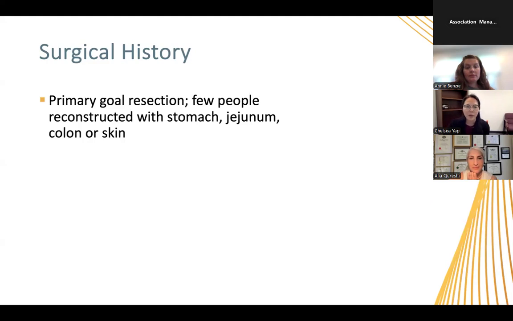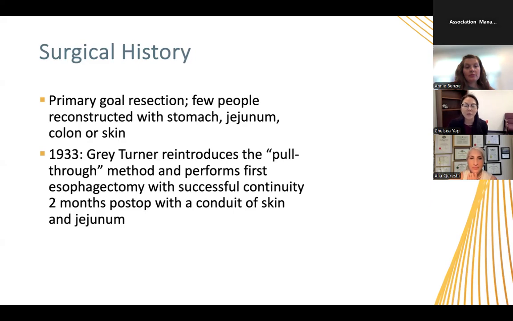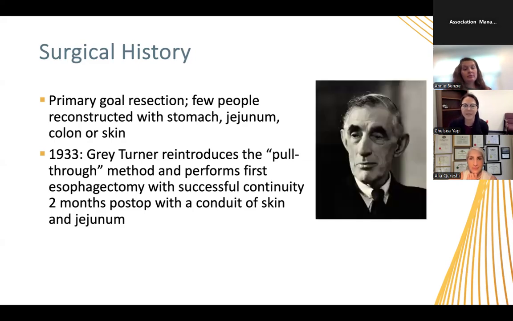As I said, the primary goal would be resection. Very few people were getting reconstructed, and the conduits used at the time were either stomach, jejunum, colon, or skin. In 1933, Gray Turner reintroduced the pull-through method that Dr. Dank was doing on cadavers, and he performed the first esophagectomy with successful continuity 2 months post-op with the conduit of jejunum and skin.